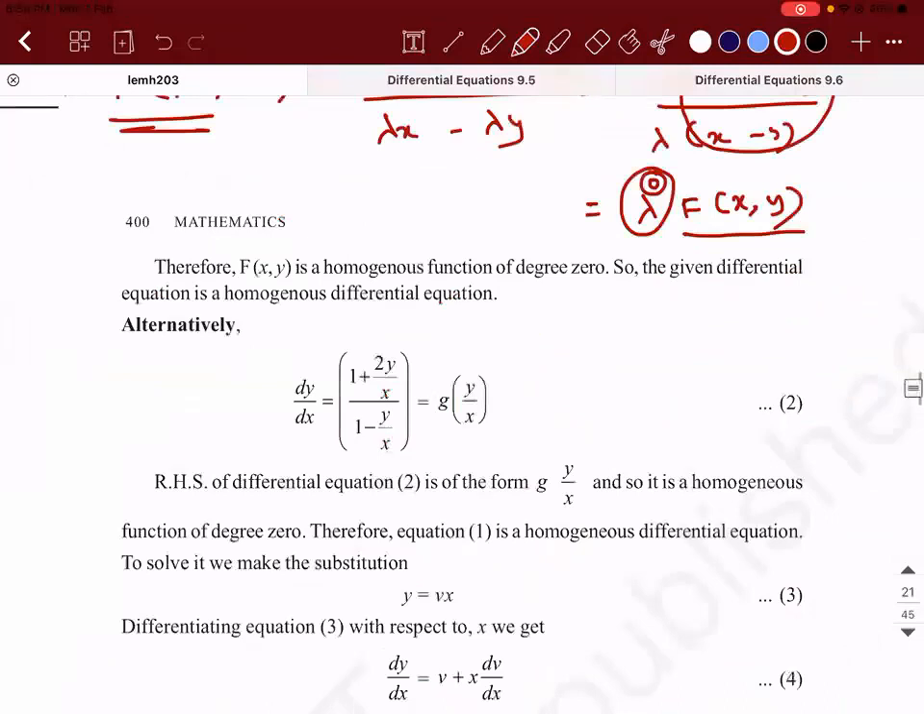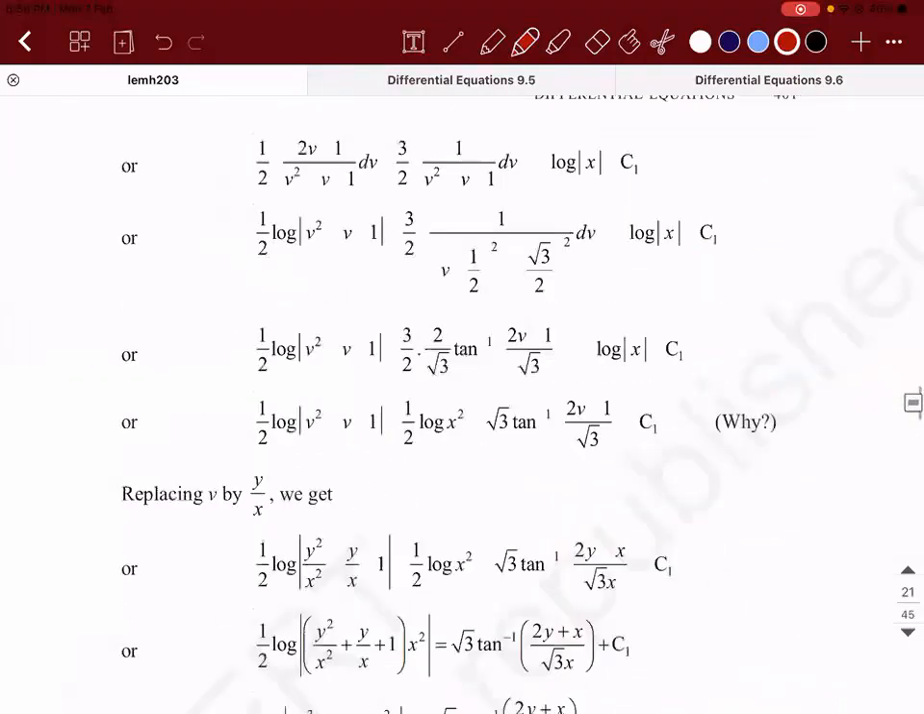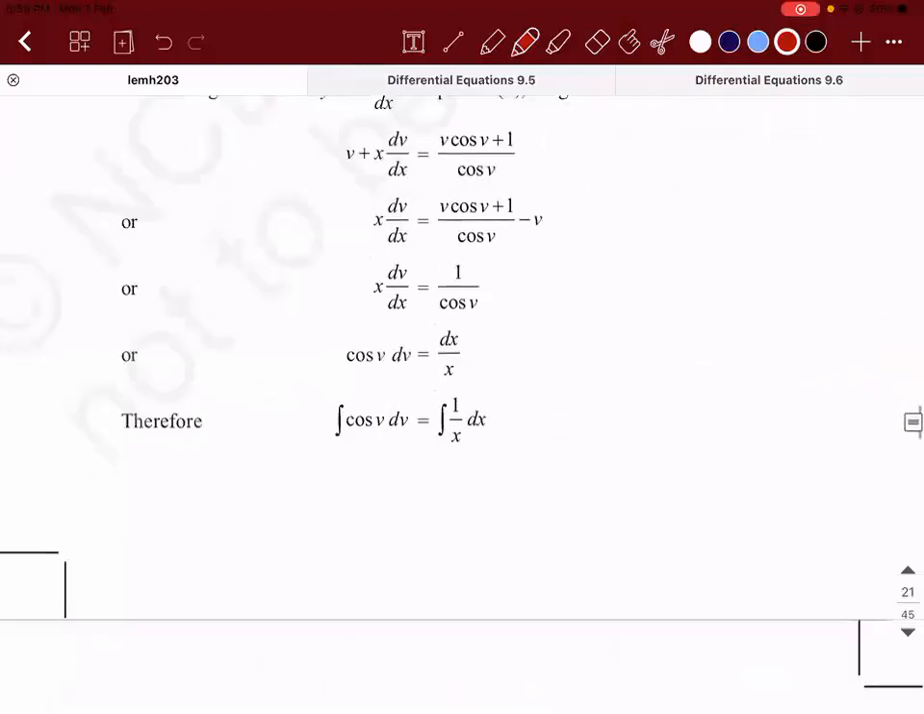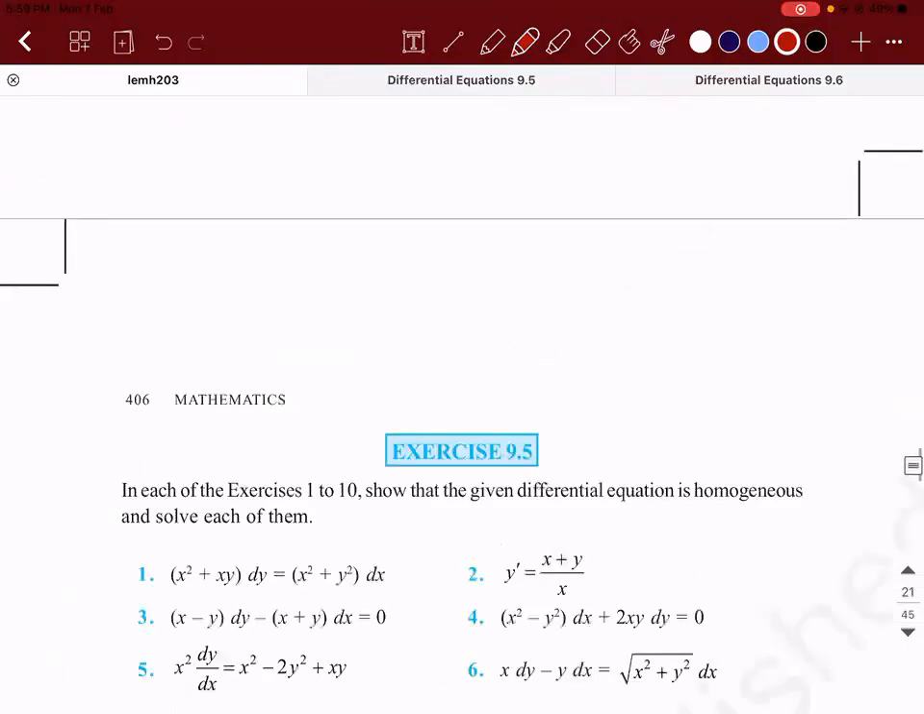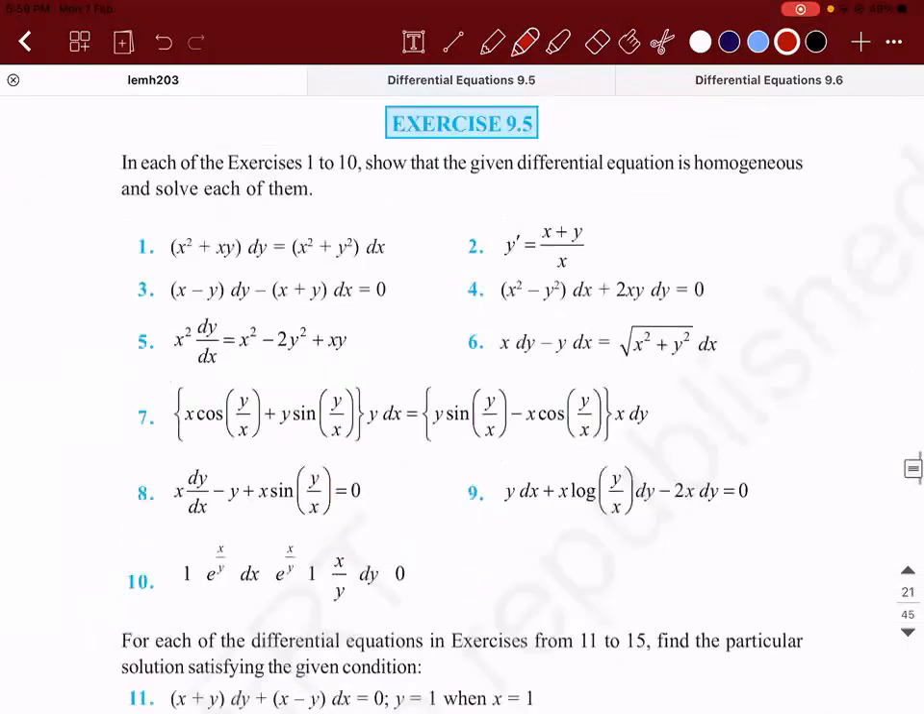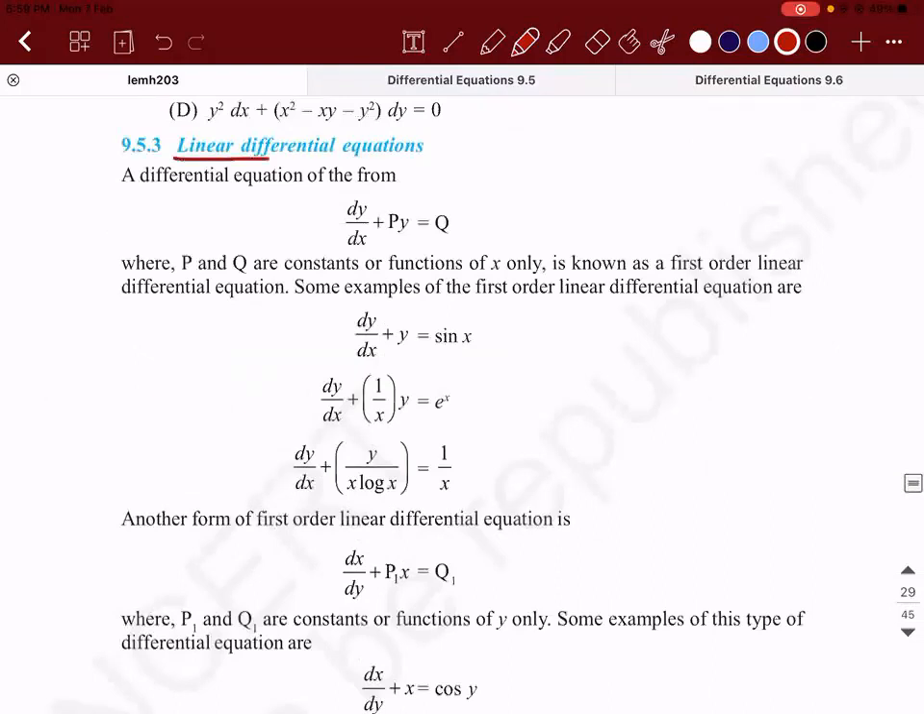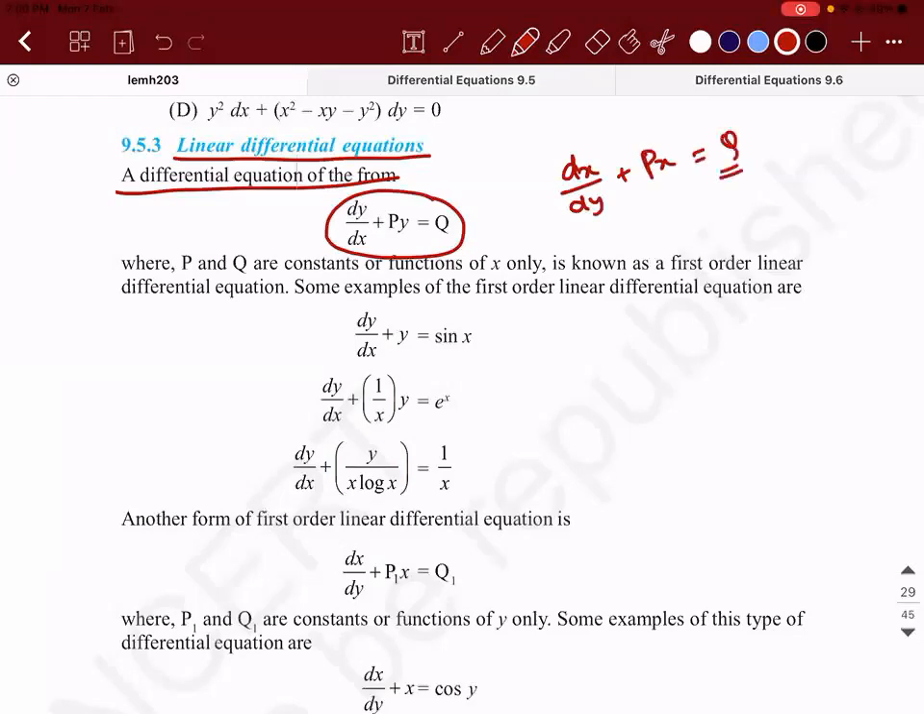So next exercise is linear differential equation, which is the last exercise. So a differential equation of the form dy by dx plus py is equal to q, or dx by dy plus px is equal to q, is called a linear differential equation, where p and q can either be constants or functions of x alone.